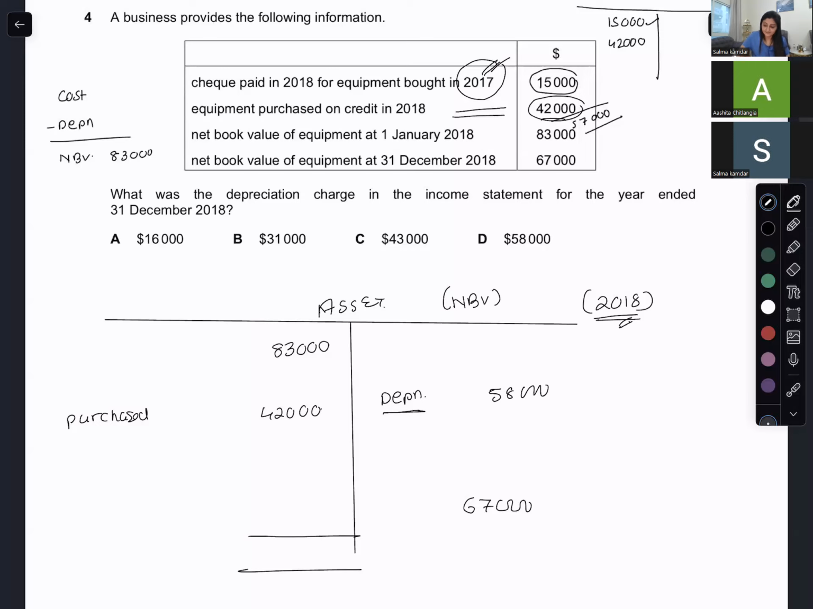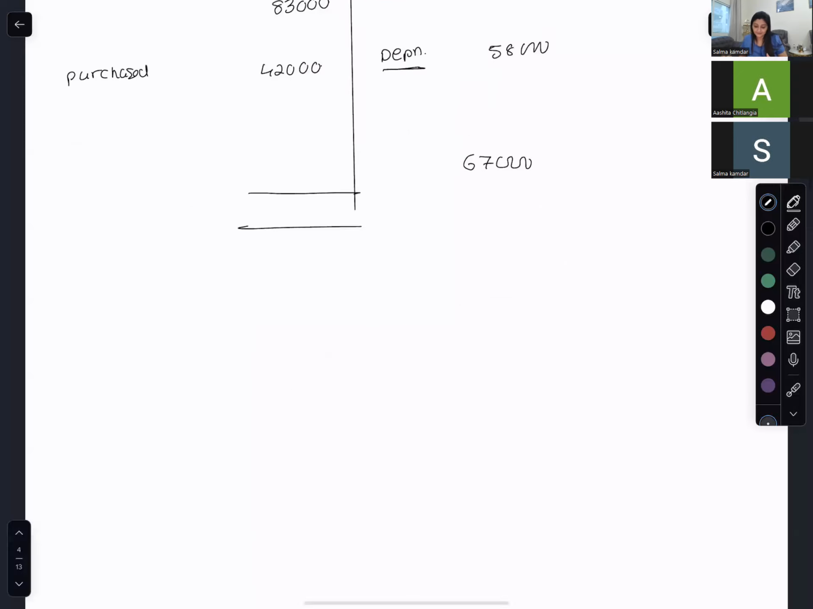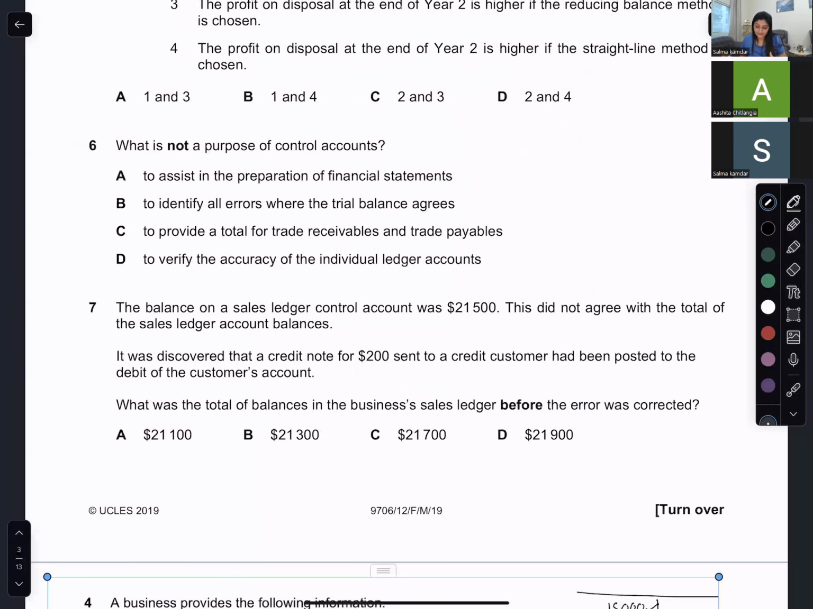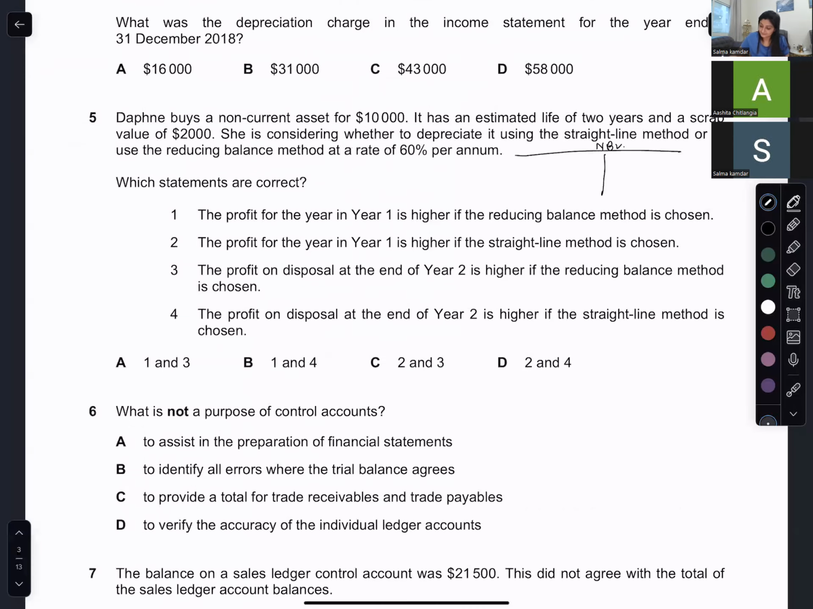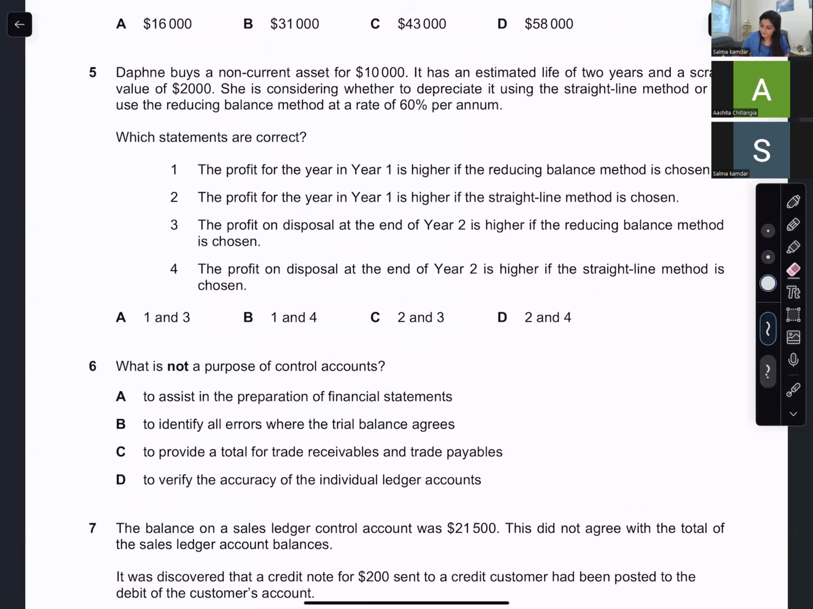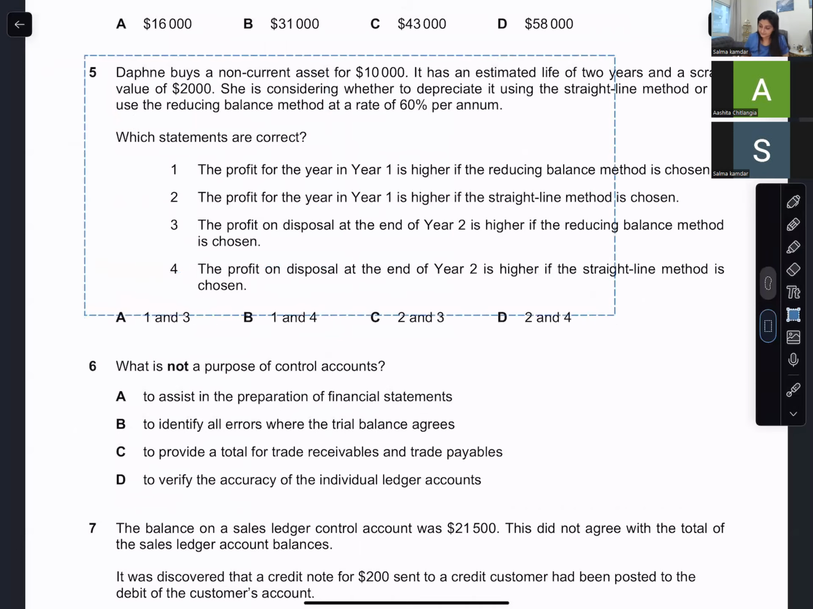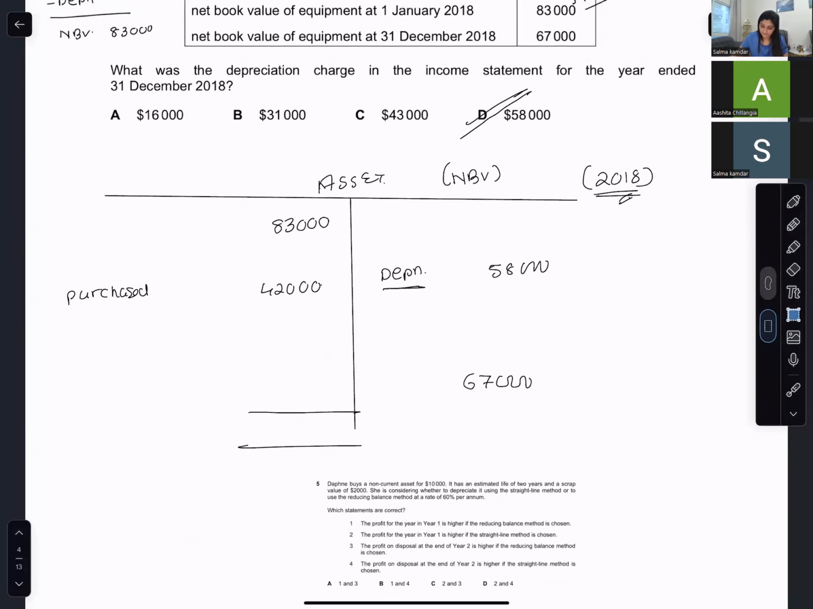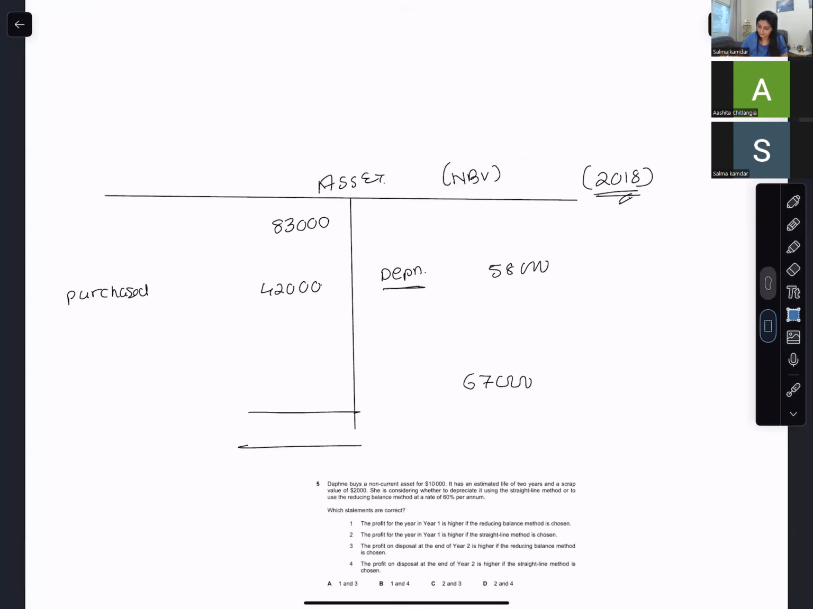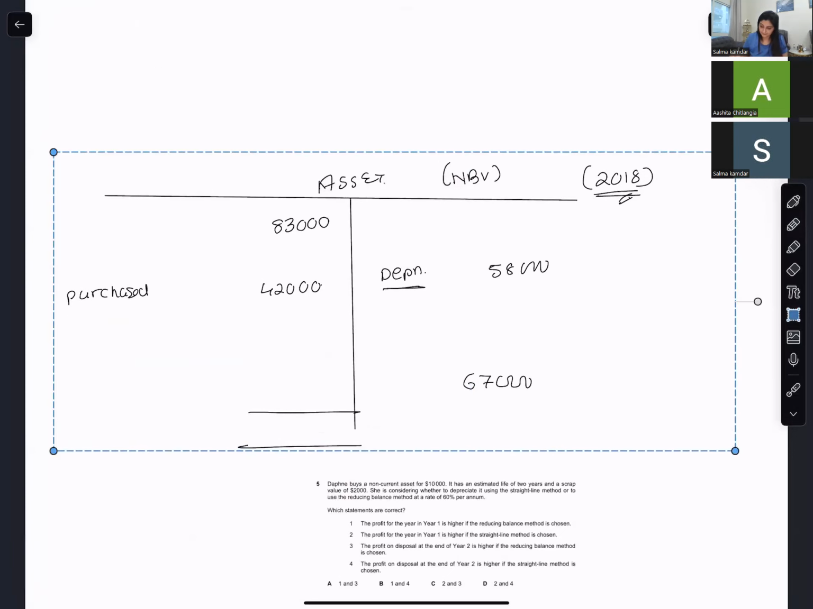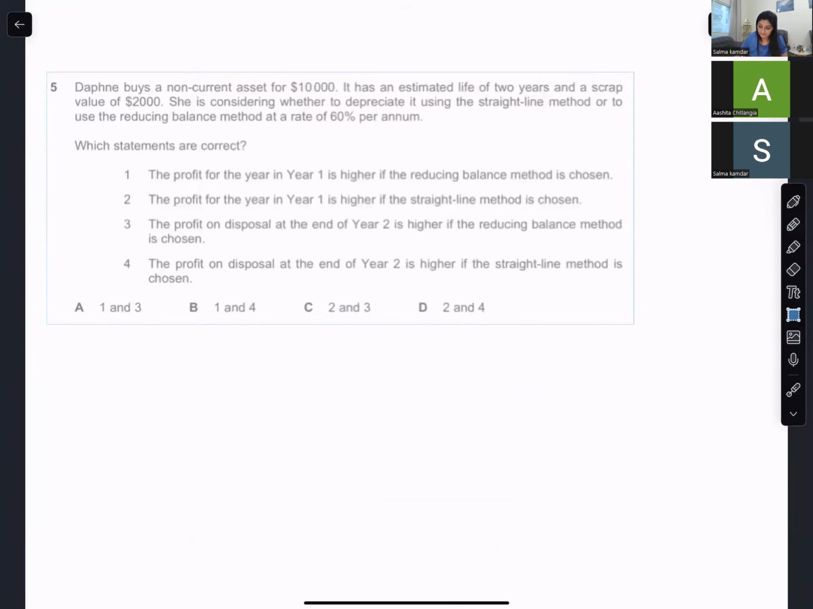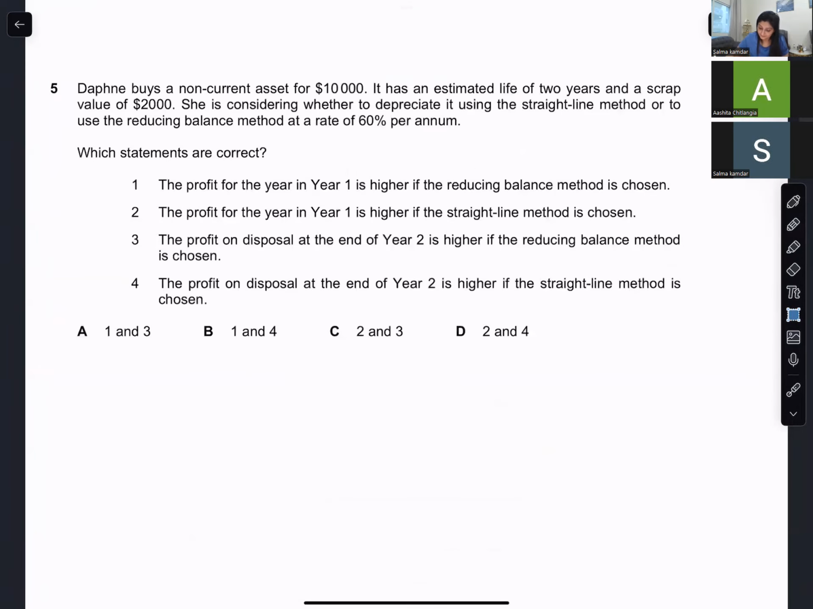Okay, fine. Go to the next one. Fifth one. Please read it. Daphne buys a non-current asset for 10,000. It has an estimated life of 2 years and a scrap value of 2,000. She is considering whether to depreciate it using straight line method or to use reducing balance method at 60% per annum. Which of these statements are correct?